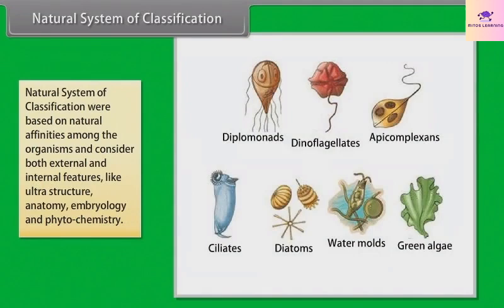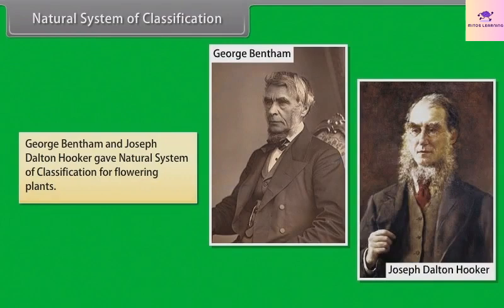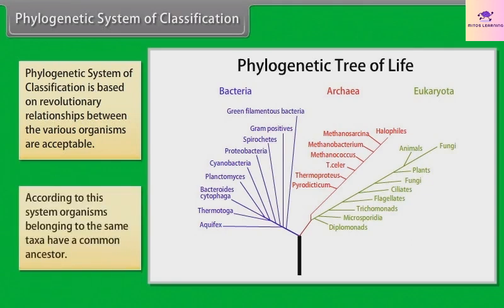Natural system of classification were based on natural affinities among the organisms and consider both external and internal features like ultrastructure, anatomy, embryology, and phytochemistry. George Bentham and Joseph Dalton Hooker gave natural system of classification for flowering plants. Phylogenetic system of classification. Phylogenetic system of classification is based on evolutionary relationships between the various organisms. According to this system, organisms belonging to the same taxa have a common ancestor.